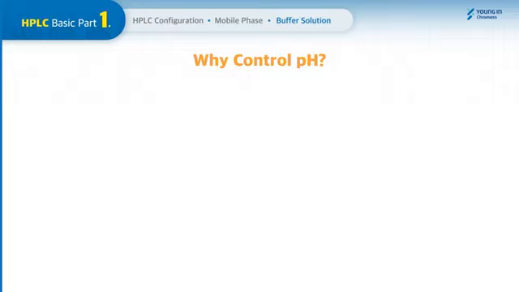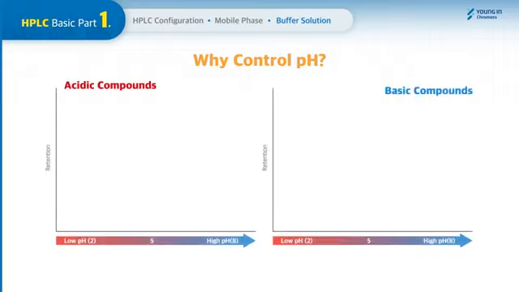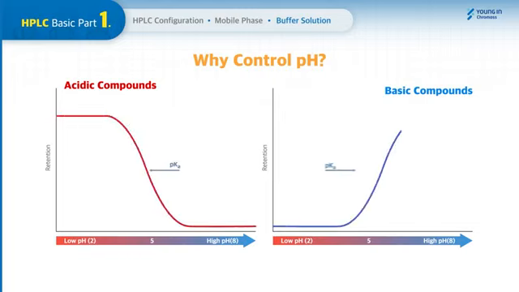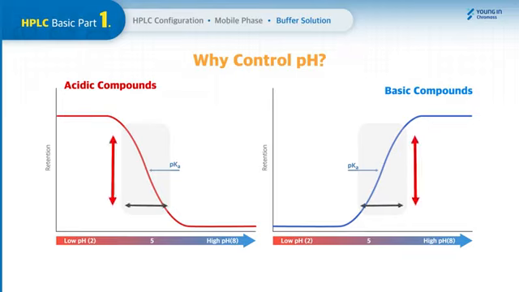When preparing the mobile phase, we need to consider the pH of the mobile phase and the sample. When the sample contains ionizable compounds, the pH of the mobile phase will determine the degree of ionization of the analyte, which affects retention as well as selectivity. If the mobile phase pH is near the pKa range of the sample, small changes in pH can lead to dramatic changes in retention.